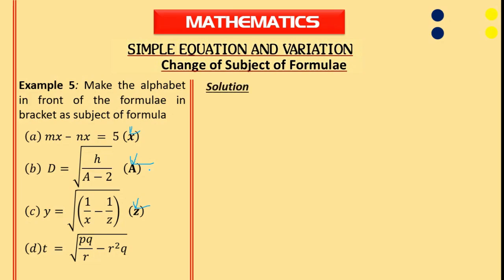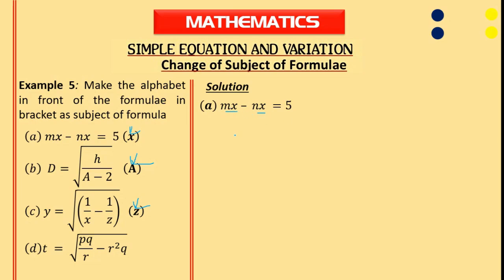Alright. So, we have the first one being mx minus nx equals 5. We are making x the subject of the formula. One simple thing that you can do here is, you need x. You don't need n. And the good thing for us is x is common here, x is common here. So we can factorize out x.